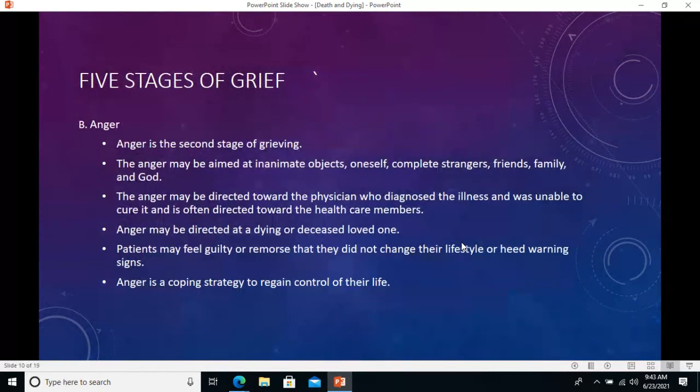Anger. Anger is the second stage of grieving. The anger may be aimed at inanimate objects, oneself, complete strangers, friends, family, and God. The anger may be directed toward the physician who diagnosed the illness and was unable to cure it, and is often directed toward the healthcare members. Anger may be directed at a dying or deceased loved one. Patients may feel guilt or remorse that they did not change their lifestyle or heed warning signs. Anger is a coping strategy to regain control of their life.